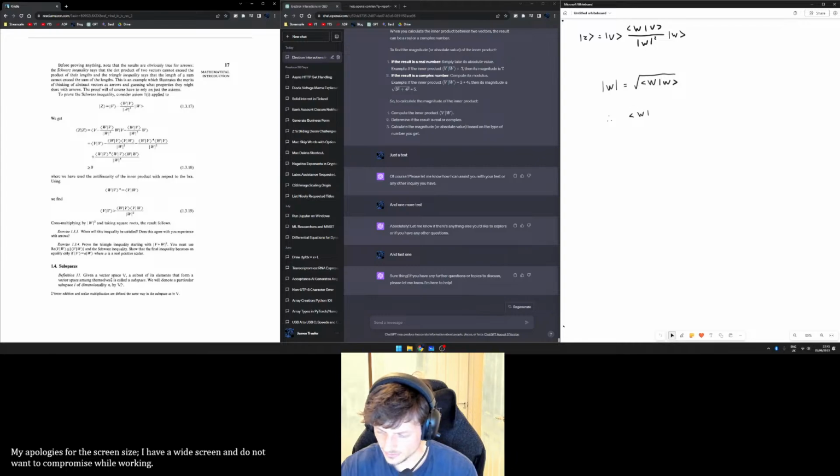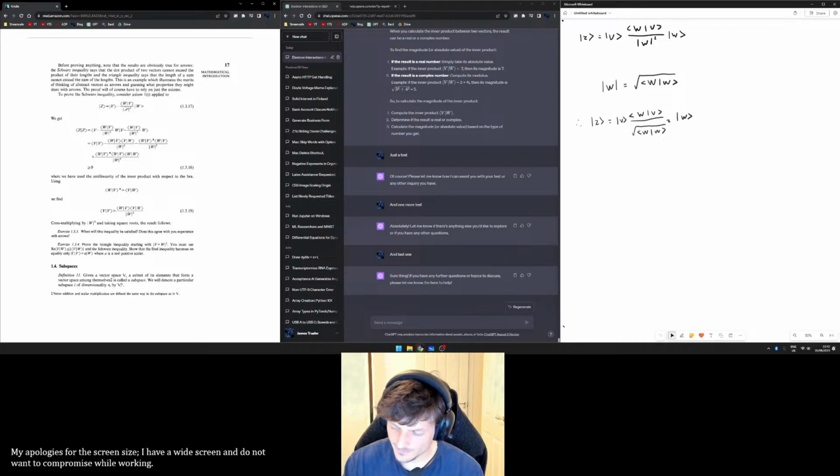w over v over the square root of w squared. Like this. Let's move that along a little bit. So therefore that equals that. But this is squared, so let's go to the next step. So z is equal to v.